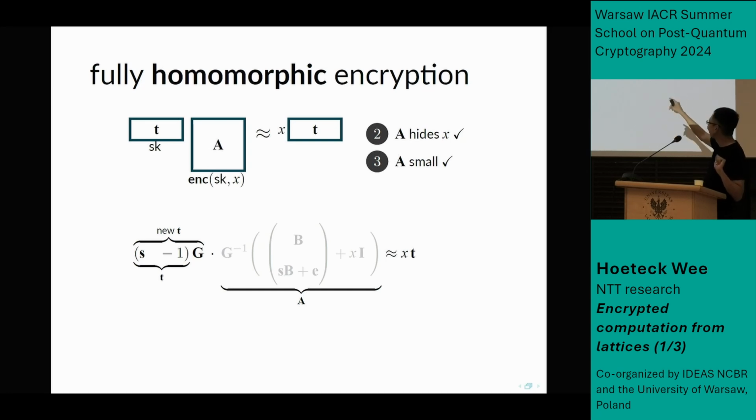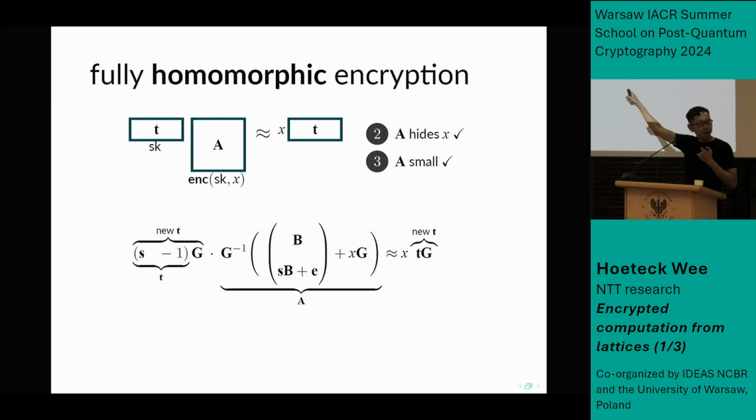We want it to be X times the new T. So there's a missing G, so that's not hard to fix. Basically, if you change the X times I to X times G, you will get X times T times G on the right-hand side. And now if you call T times G the new T, then you get all of the properties.